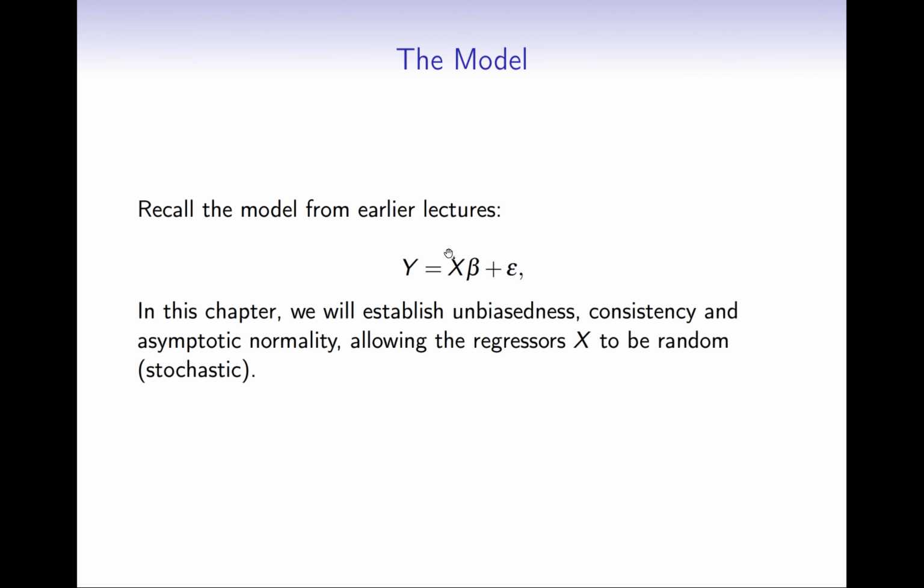Okay, this is the model notation that we had. It's the same notation we had earlier. We're going to show unbiasedness, consistency, and asymptotic normality, all allowing the regressors to be random. Stochastic means random.